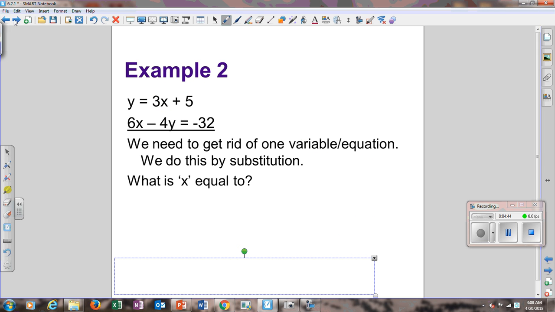Let's try another question. Start with y equals 3x plus 5. What do we do with that? We plug it into the second equation for y. It gives us 6x minus 4 times 3x plus 5 equals negative 32.